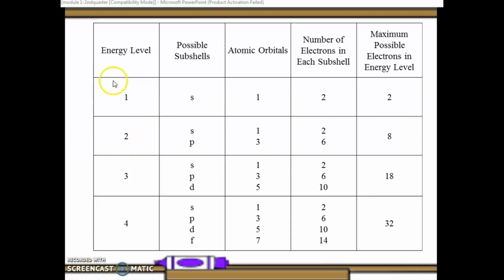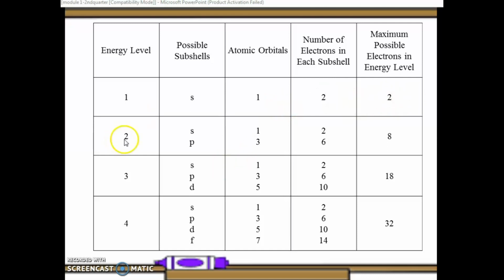So let's have an example. For energy level 1, it has 1 subshell, which is s. The s subshell consists of 1 orbital. And remember, per orbital, the maximum number of electrons is 2. And the total maximum possible electrons within the energy level is 2.